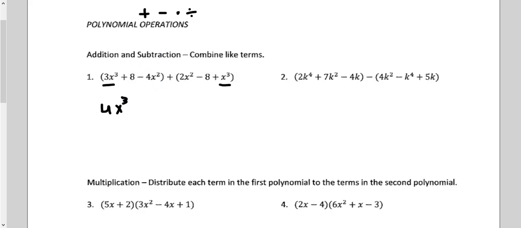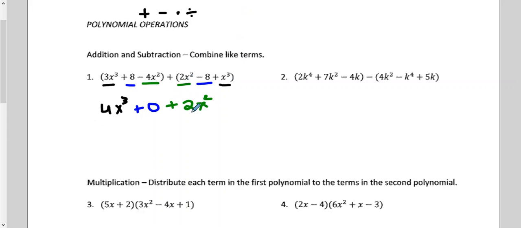And then let's look at the 8. Let's see what 8 is like terms with. Here would be this 8, not because this is another 8, it's just because they both are constant terms. So you have 8 minus 8, which is 0. I'll still write it, but when we clean it up, we don't need to write that. Then we have negative 4x squared and then 2x squared. They both have x squared, so these two are like terms. So negative 4 plus 2 is positive 2x squared.